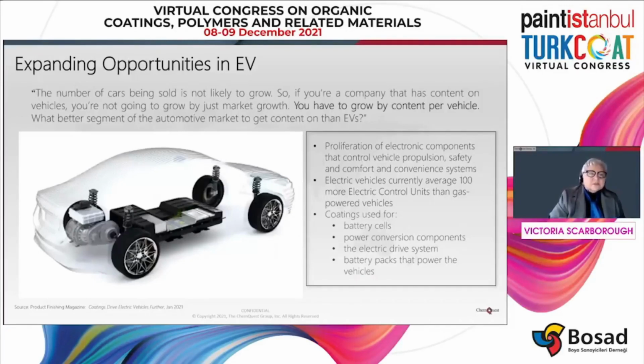So what kind of coatings could these be? Well, this is a schematic of an electric car. And what's missing? The kind of motor that you normally see in the front of the car. So you have an electric battery system with an electric drivetrain, a very simplified look at an electric vehicle. And these all have components that are electronic control units. There's more than 100 of them inside these cars. They use batteries, power conversion components, electric drive systems, and lots of battery packs to power the car.